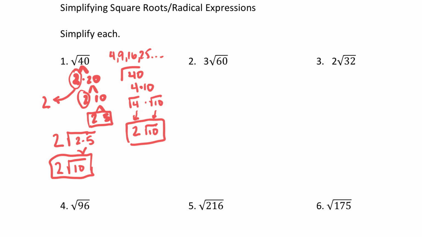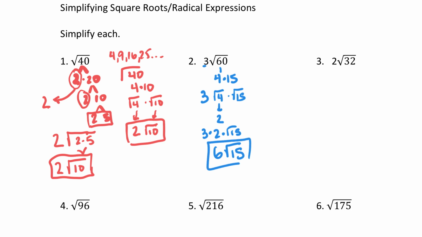Personally, I think it's quicker if you could break it down by the perfect squares. It's a little bit less work too. So take a look at the second one. We have a 3 on the outside now. All right, let's take a look at this 60. This 60 can be broken down into perfect squares. Again, it would be the 4 times 15. So this becomes 3 times the square root of 4 times the square root of 15. Square root of 4 is 2, so I end up with 3 times 2 times the root of 15, which cannot be broken down. So this is just 6 root 15.